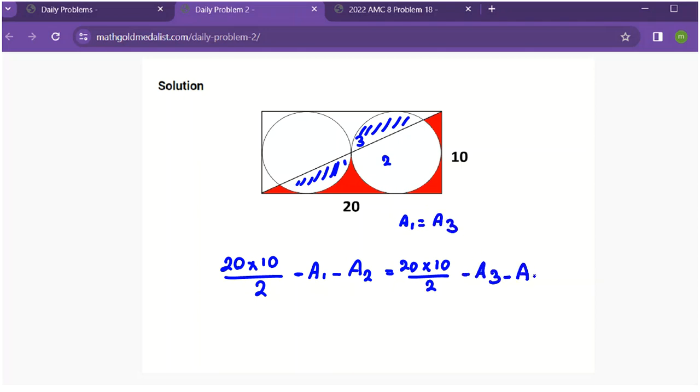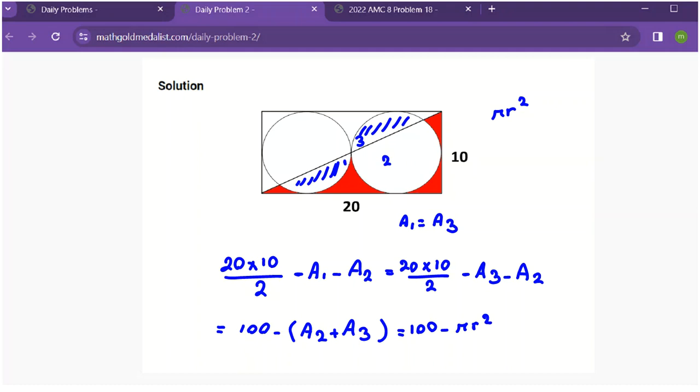This part will be a complete circle. We can say 20 times 10, 200 over 2, 100 minus A2 plus A3. A2 plus A3 is the area of this circle. Area of circle is pi r squared. So it will be 100 minus pi r squared. So we should find the radius of this circle.